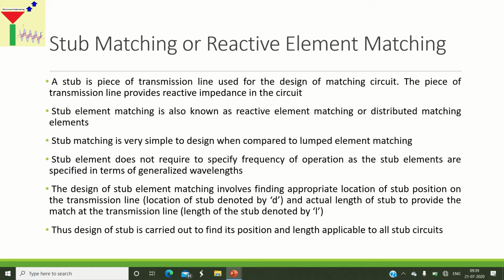So please remember, in all stub matching circuits, what is the design? The principle behind the design is to find the location of the stub where we are going to place it, right? And then what is the length of that particular stub so that it will nullify the reactive effect. So all the design of the stub element is based on this principle. And this principle is applicable for all the types of stub element matching, no matter whether it is a single stub, double stub, or triple stub. So that we are going to see later on. Okay. So this is just the introduction about the stub matching or the reactive element matching.